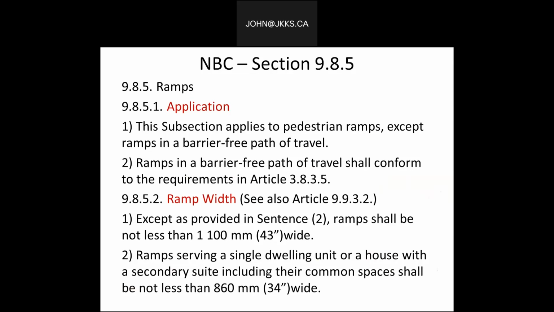I will be dealing primarily with the, we'll call it the imperial, feet and inches, as opposed to the metric system. But the metric system is noted there. Ramps serving a single dwelling unit or house with a secondary unit, including their common spaces, shall be not less than 34 inches in width, so 34 inches wide.